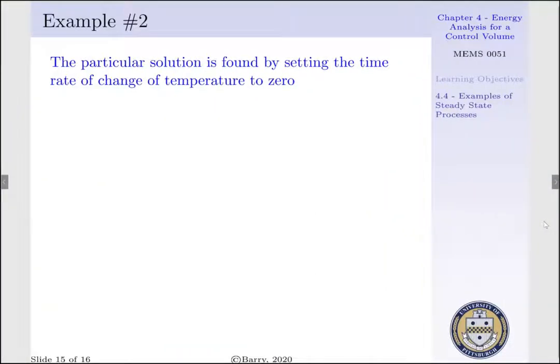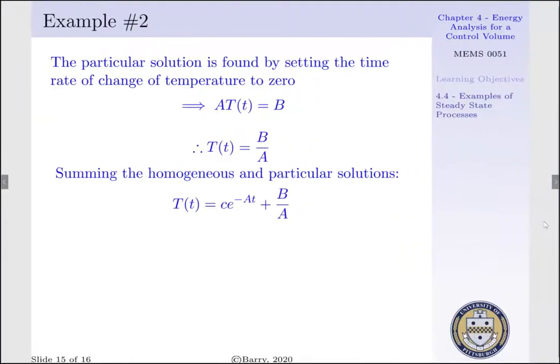The particular solution is found by setting the time rate of change of temperature to 0. That is, we'd have AT is equal to B. Or this is saying that we are going to assume the response of our system takes the form of our right-hand side. Or that is, our temperature as a function of time is going to be B per A. Summing the homogeneous and particular solutions, our temperature as a function of time is equal to C e to minus At plus B per A.